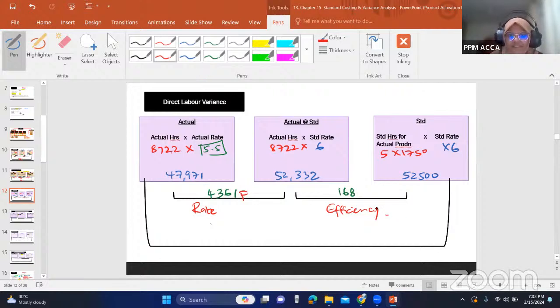For the efficiency variance, the second box has a little bit of actuals, whereas the third one is entirely budgeted. Okay. So I have budgeted to spend 52,500. I have spent 52,332. I have spent less. Spending less again is a good thing. So that is also favorable. Okay. So both are favorable. So the total also will be a favorable variance. 4,361 plus 168 is 4,529.